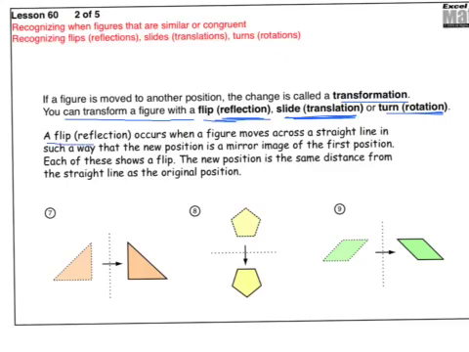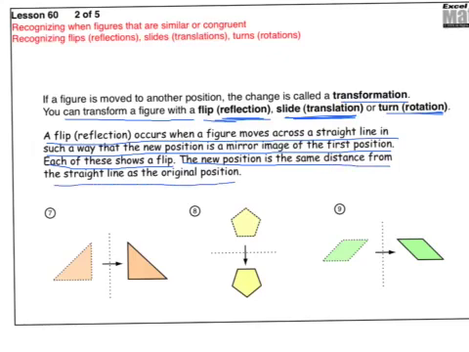A flip, or reflection, occurs when a figure moves across a straight line in such a way that the new position is a mirror image of the first position. Each of these shows a flip. The new position is the same distance from the straight line as the original position. So notice that the gap in here is the same as the gap right here.